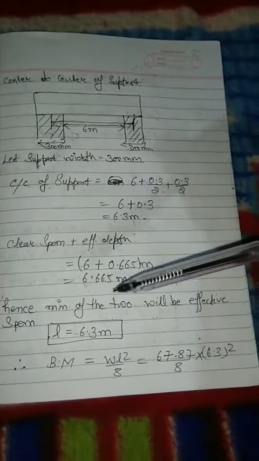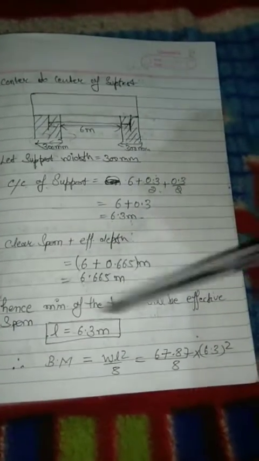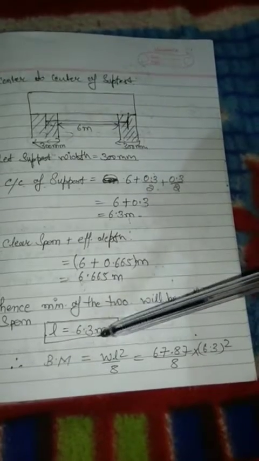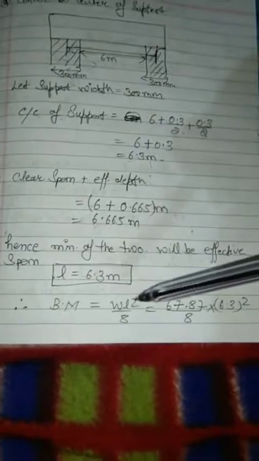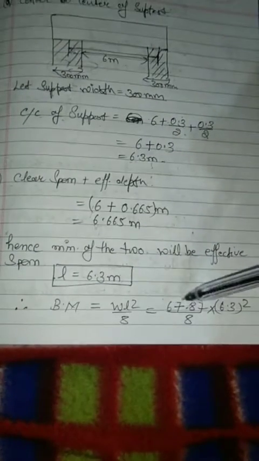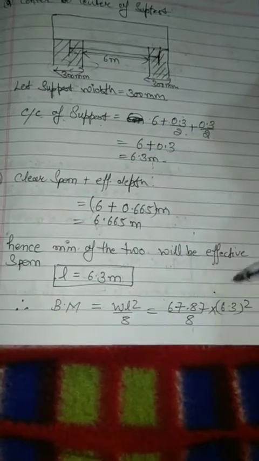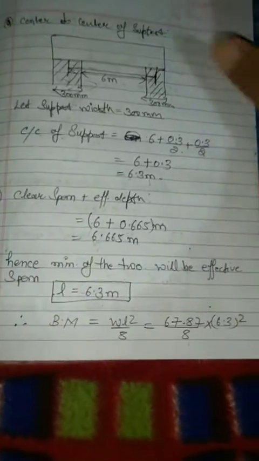Hence the minimum of the two we will take as the effective span, which is 6.3 meters. Now we'll calculate the bending moment. Bending moment will be WL square by 8. It will be 67.87 divided by 8 multiplied by 6.3 whole square.